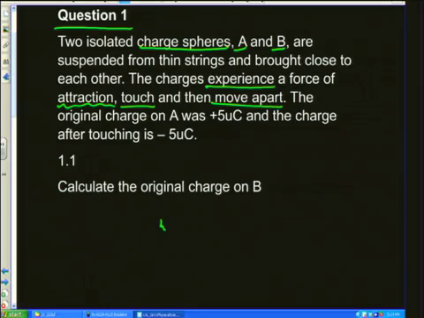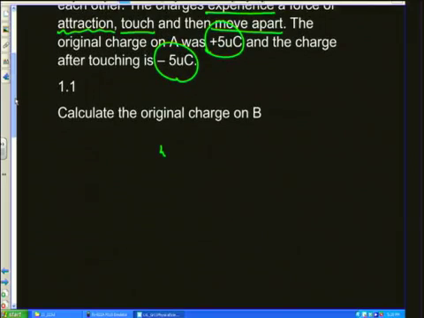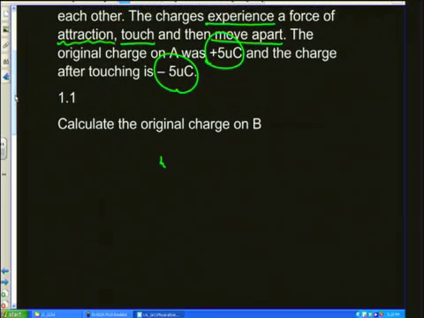The original charge on A was plus 5 microcoulombs, and the charge after touching is minus 5 microcoulombs. The first question says, calculate the original charge on sphere B. All right, now let's have a look at it.